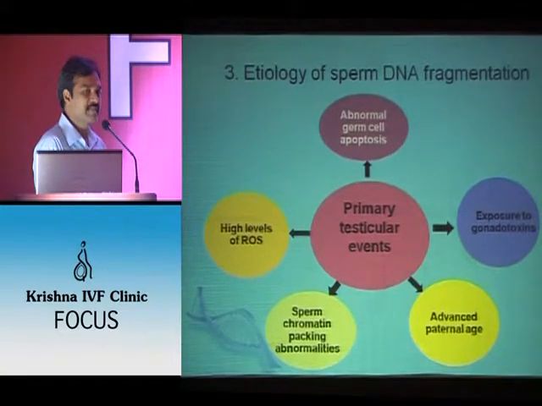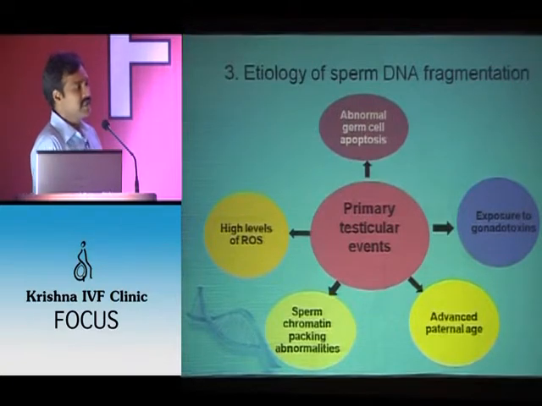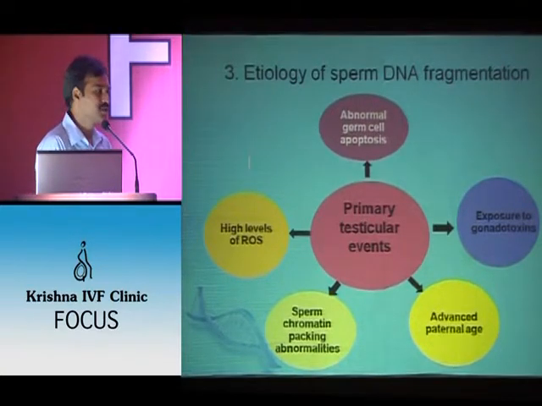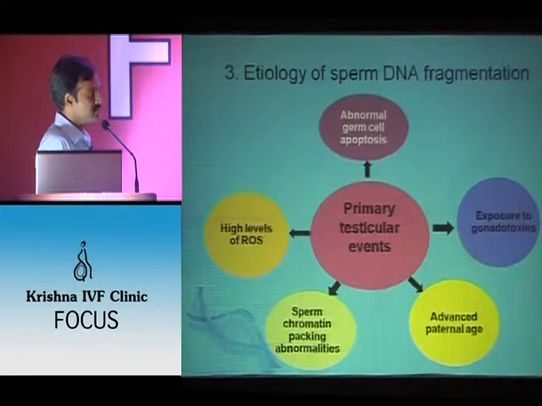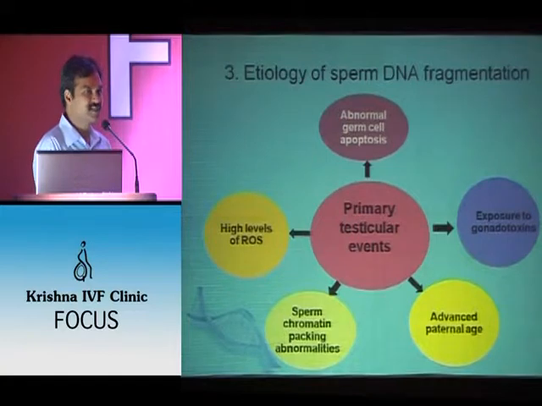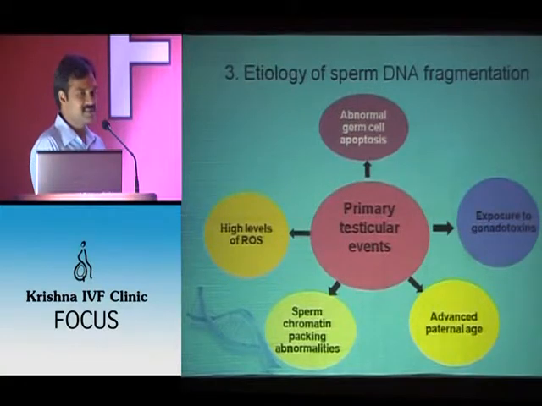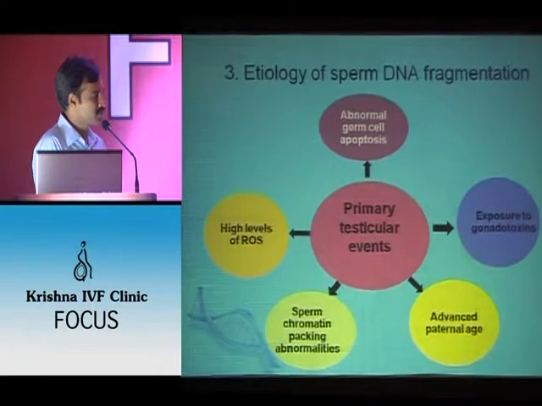Fourth one is sperm chromatin packing abnormalities, where in the final step of spermatogenesis, the histone proteins should be replaced by protamines, thereby the DNA is compacted and compressed. So any packing abnormalities like histone to protamine replacement problems, where the DNA is loosely packed, thereby susceptible to more damage. And high levels of ROS in certain conditions like infections, where the overwhelming production of ROS again damages the sperm plasma membrane, thereby the DNA is more susceptible to damage.